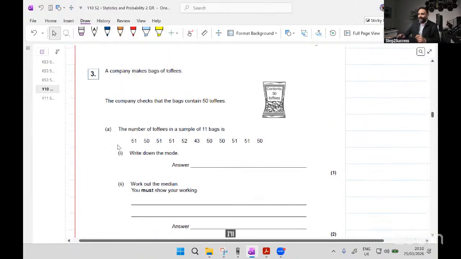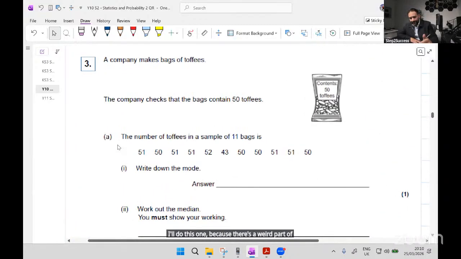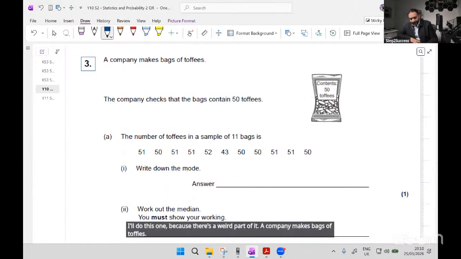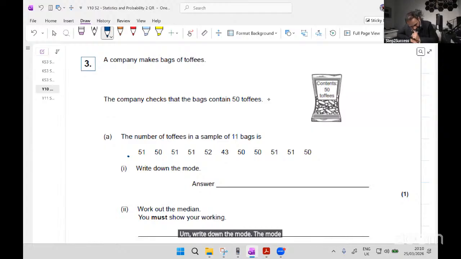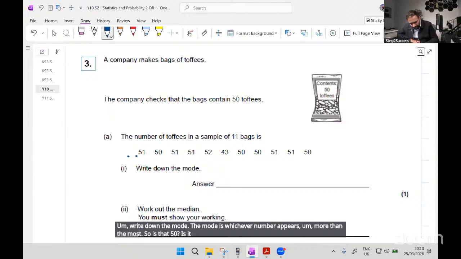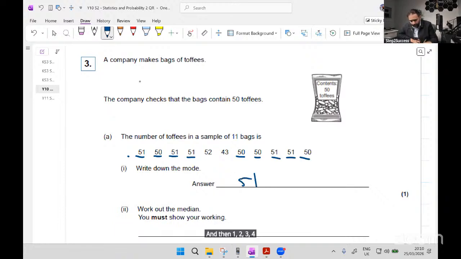I'll do this one because there's a weird part of this. A company makes bags of toffees. Write down the mode. The mode is whichever number appears the most. So is that 50? Oh, it's 51 maybe. One, two, three, four, five. And then one, two, three, four. So 51 is the mode, not 50. There's more 51s than anything else.